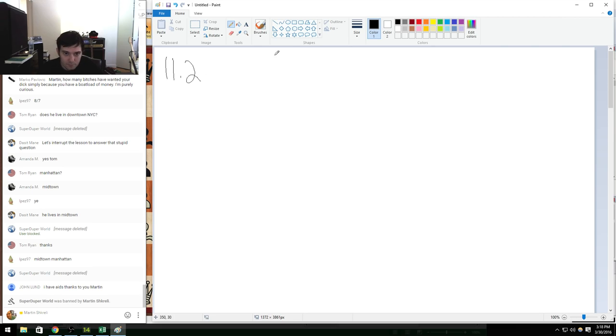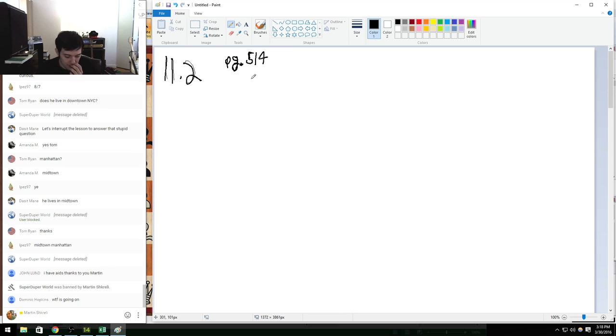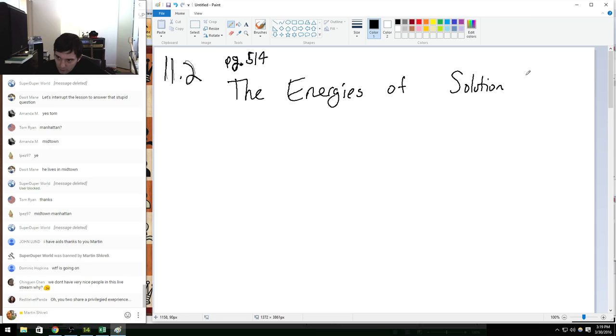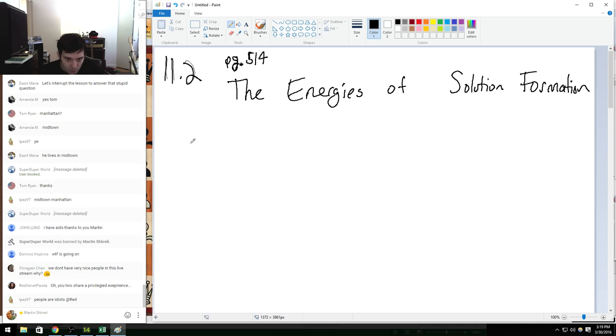11.2. This is page 514. More than halfway done with the book, which is great. Making good progress. And this section is called The Energies of Solution Formation. The good thing about this is we're piecing together things that we've learned in prior chapters. So the biggest thing we want to learn here is like dissolves like.